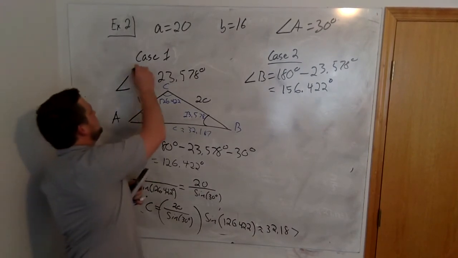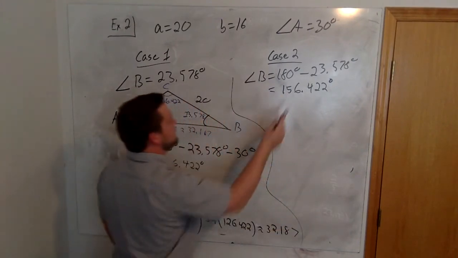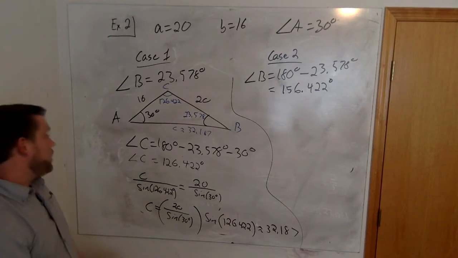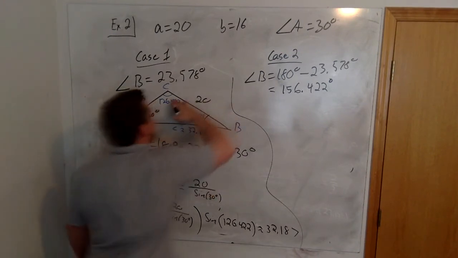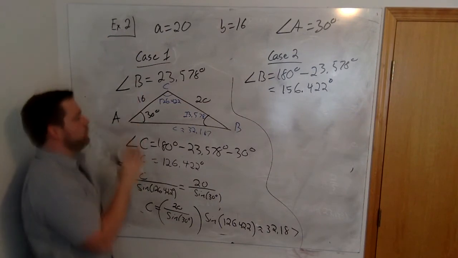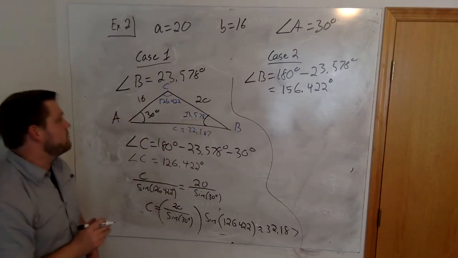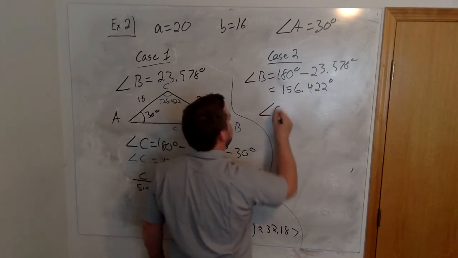Okay, let's look at case 2 here. Could we possibly have angle B be 156.422 degrees? Well, in that case, this angle here would be obtuse, so this side would have to be kind of folded in. Hopefully you can visualize that this will be impossible, but the math is going to tell us that this triangle is not possible. Notice what happens if we try to find angle C.